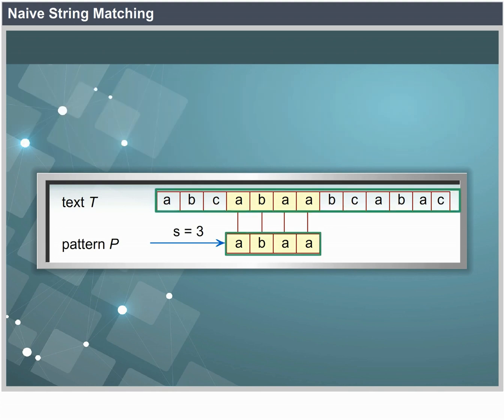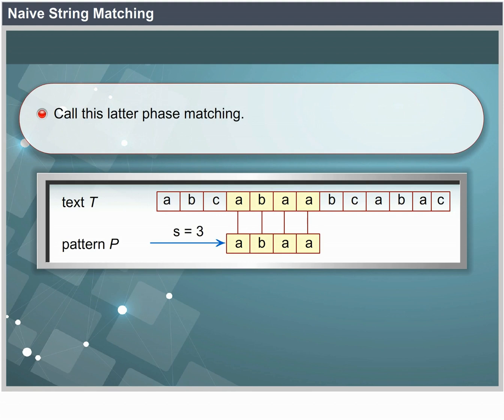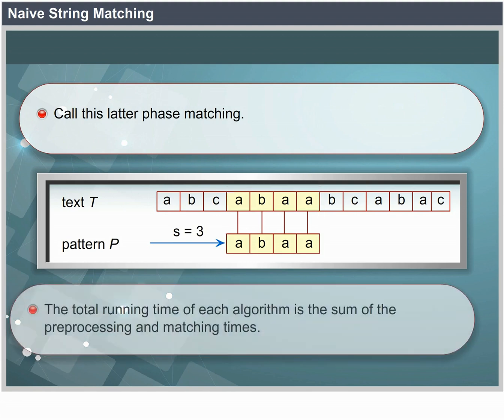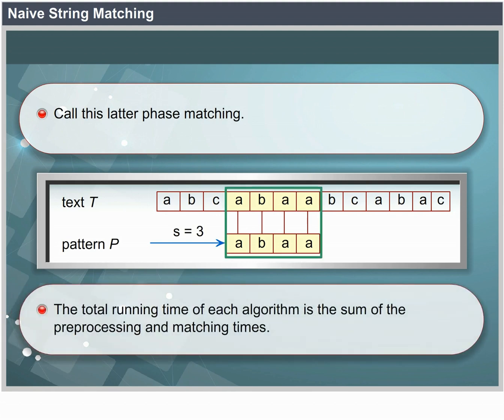Call this latter phase matching. The total running time of each algorithm is the sum of the pre-processing and matching times. Notation and terminology.